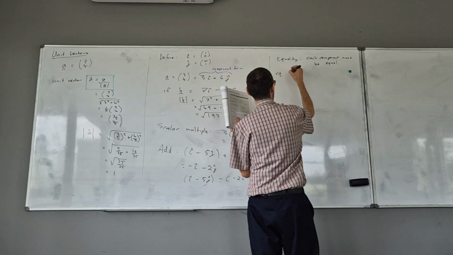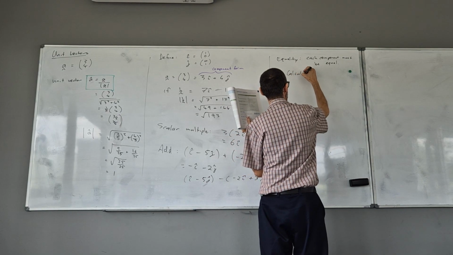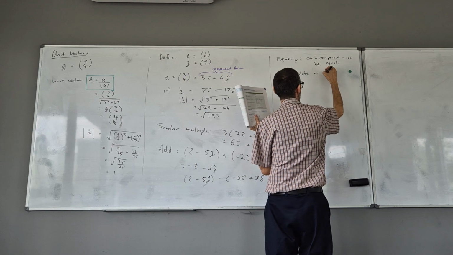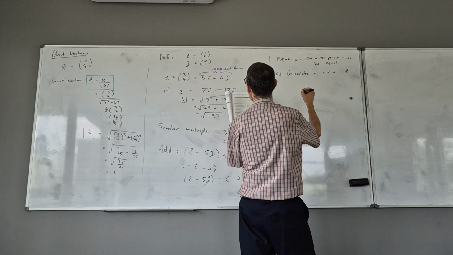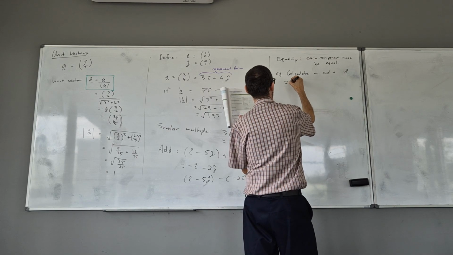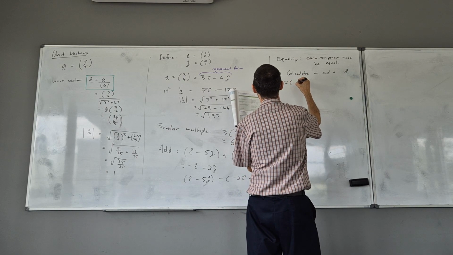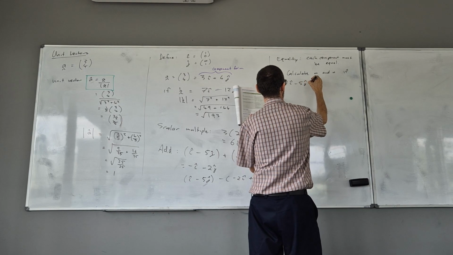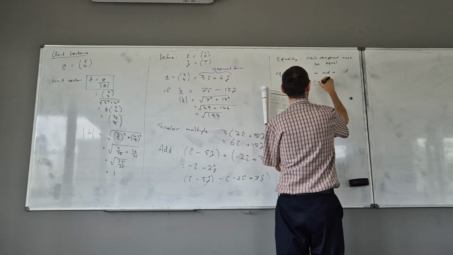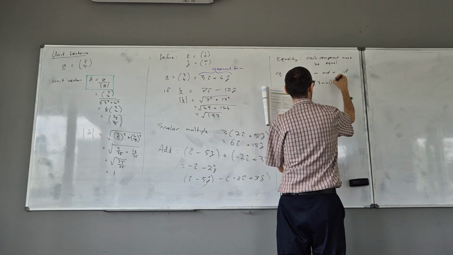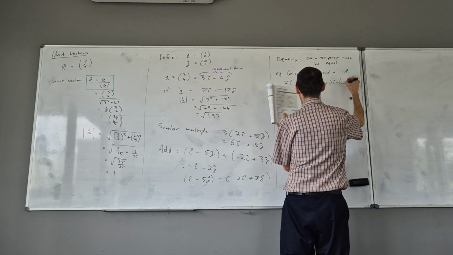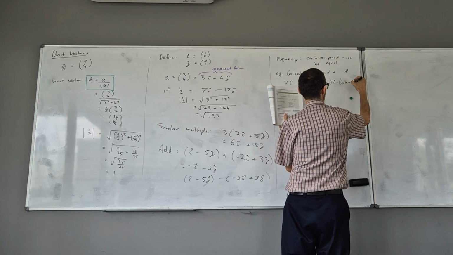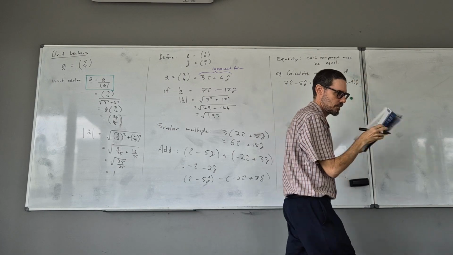So, for example, you might get a question like, calculate m and n if 7i minus 5j equals 3m plus 1i plus 4n minus 9j.